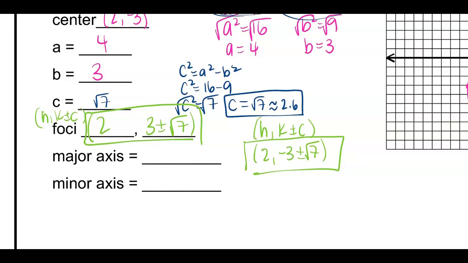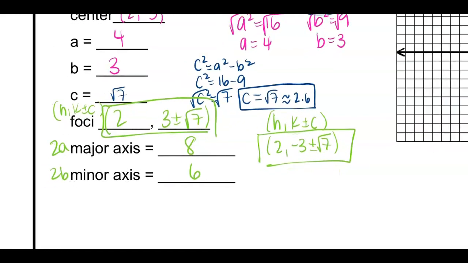The last thing I need is for my major and minor axes to be listed. So for my major axis, 2 times A, that's 2 times 4, which is 8. And then for my minor axis, that's 2 times B. And 2 times B is going to be 6. This is my graph. That's all I'm doing.